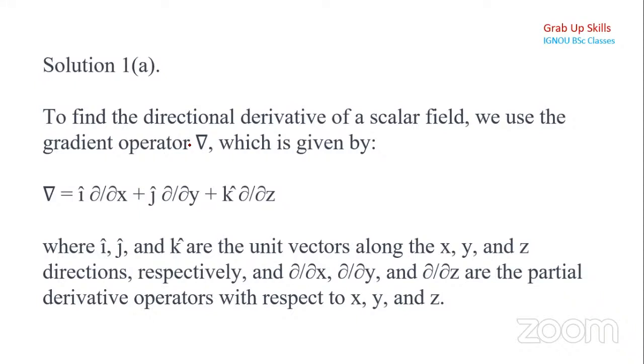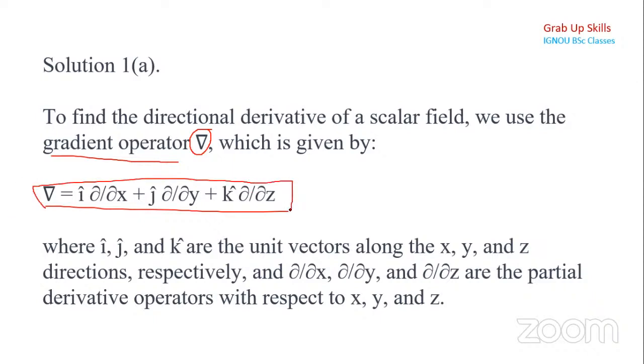Now, if we need to find the directional derivative of a scalar, we will use the gradient operator. So this is the representation for a gradient operator. What is the formula for the gradient operator? That is i into dou by dou x plus j into dou by dou y plus k into dou by dou z. So what are i, j and k cap here? They are the unit vectors along the direction x, y and z.